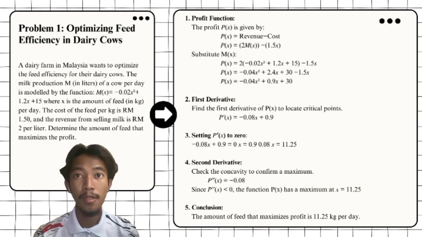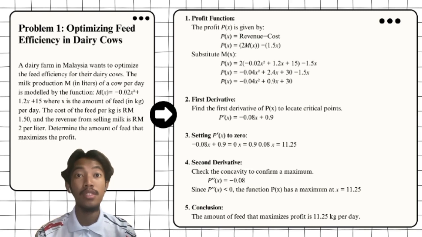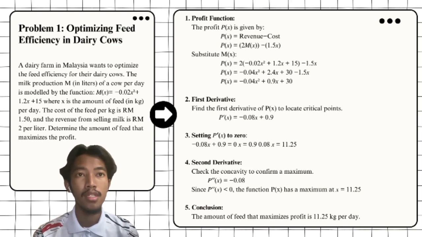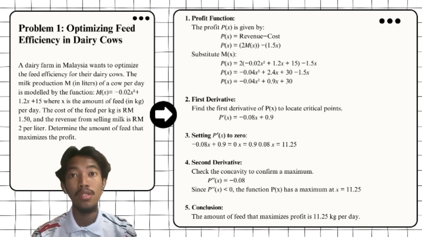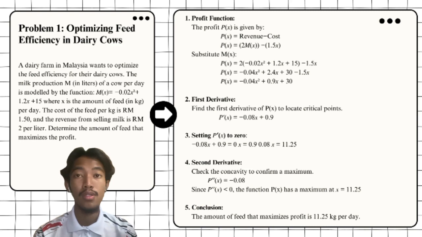The next step is the first derivative. Find the first derivative of P(x) to locate critical points, which means P'(x) = -0.08x + 0.9. Setting P'(x) to 0, so -0.08x + 0.9 = 0. So x = 0.9 over 0.08.